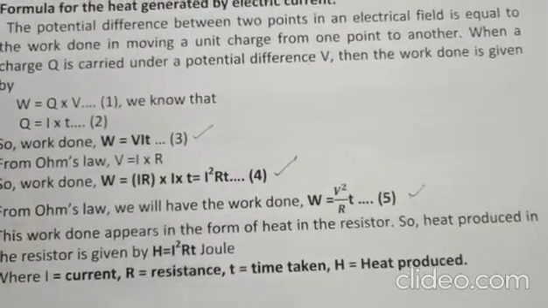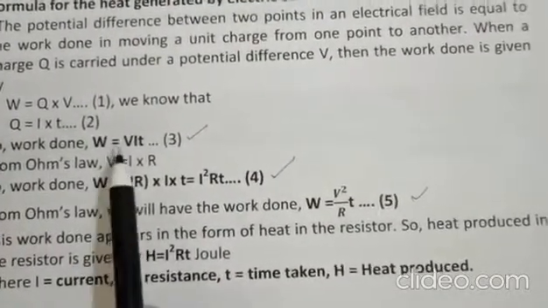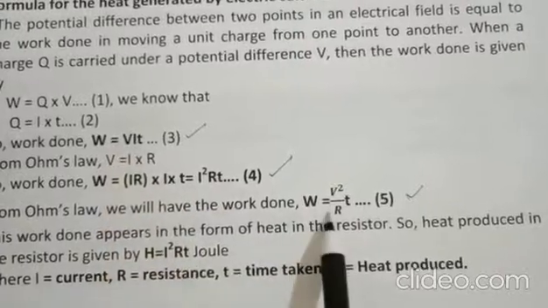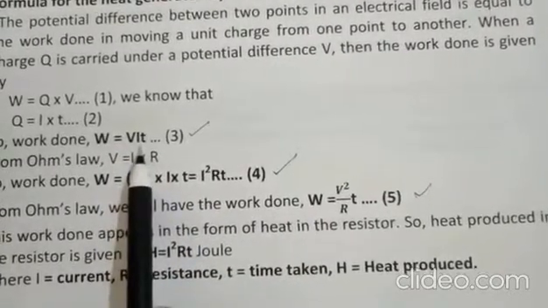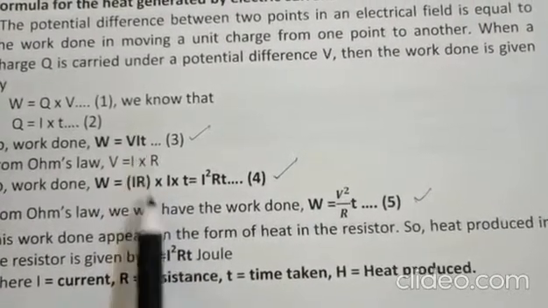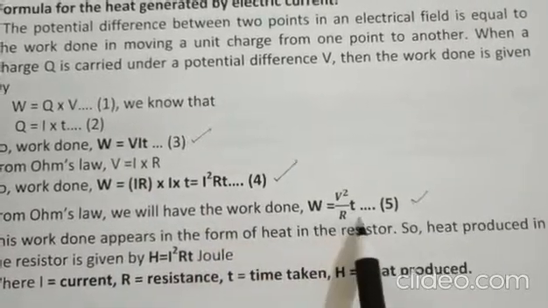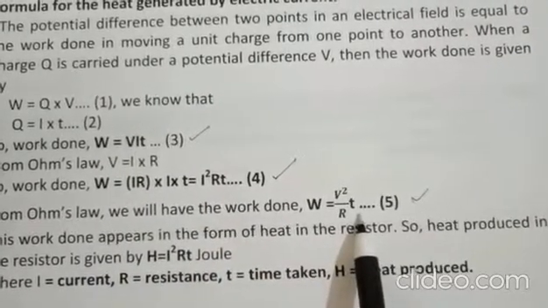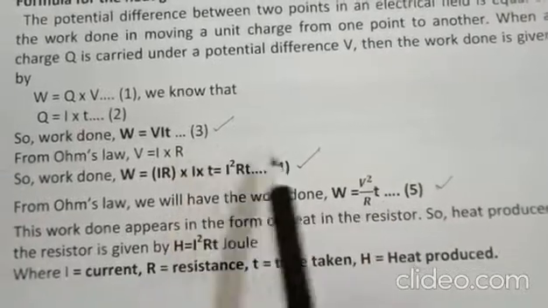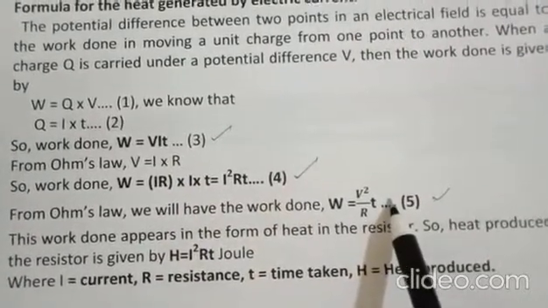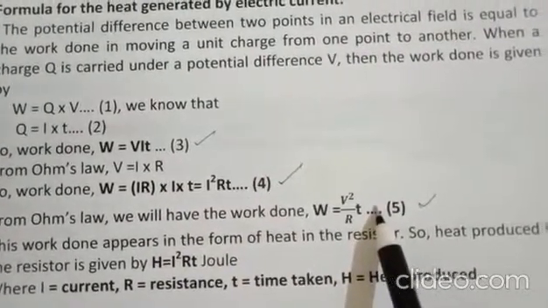Now for your memorizing, we will be having 3 formulas to find out the work done. Number 1, W is equal to VIT. Number 2, W is equal to I square RT. And number 3, W is equal to V square by R into T. We will use any one of the formulas on the basis of the information given in the question.